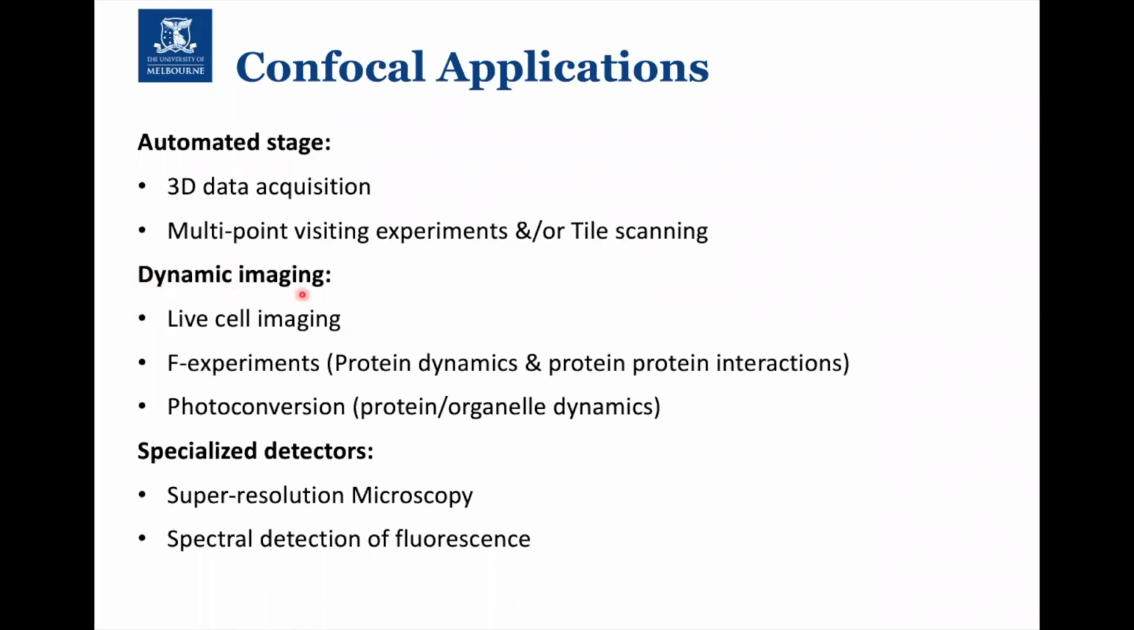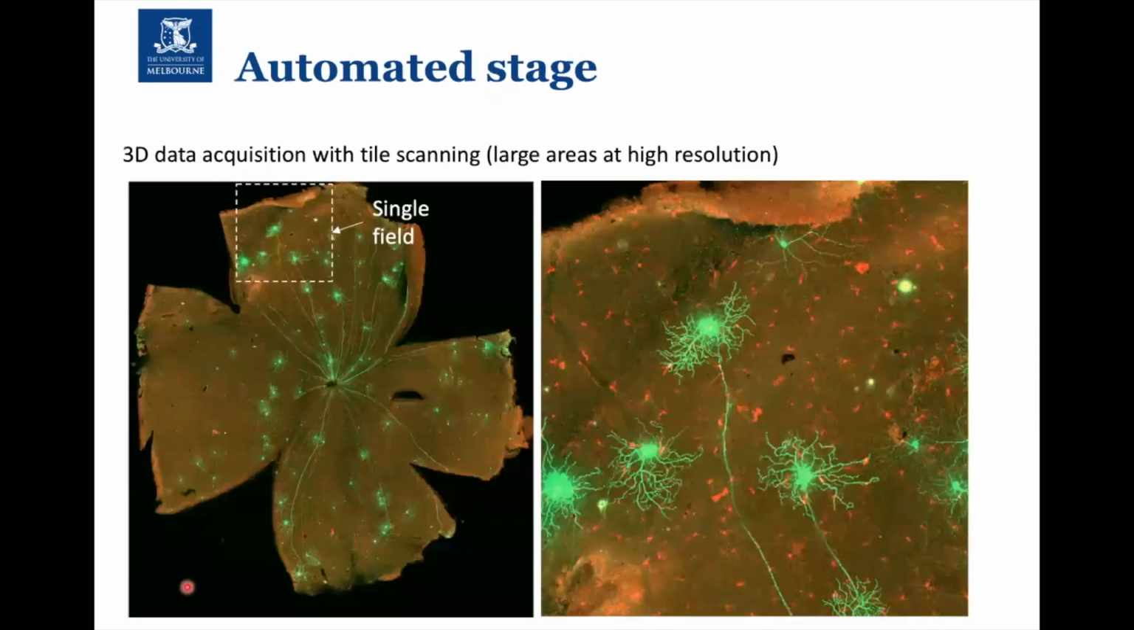We can undergo dynamic imaging, so live cell imaging. Again, the FRAP experiments that I mentioned, looking at protein dynamics or protein-protein interactions, things like photoconversion. And then there are a number of specialized detectors that are available on confocals as well. So we'll go through in the super res section one of the detectors for doing super resolution microscopy, and also we can do spectral detection as well.